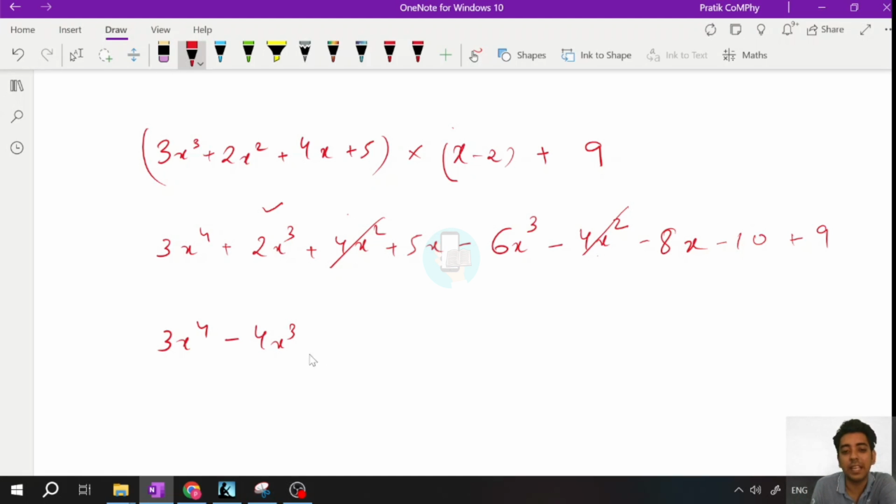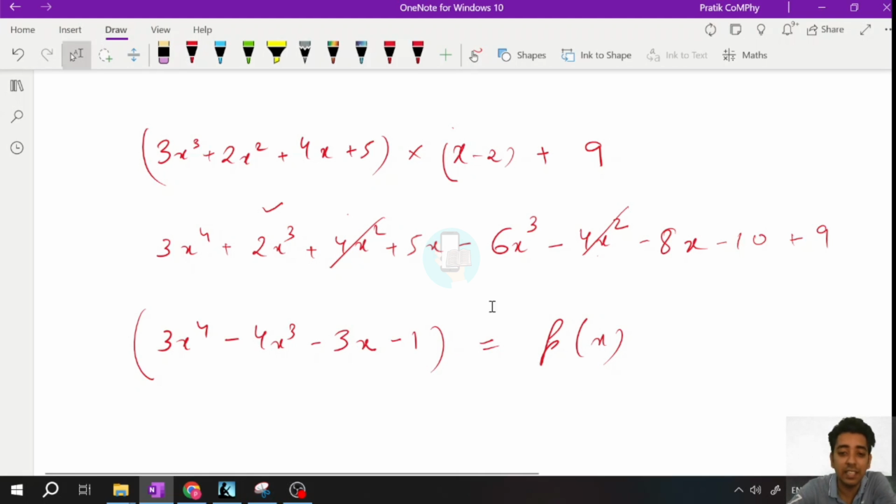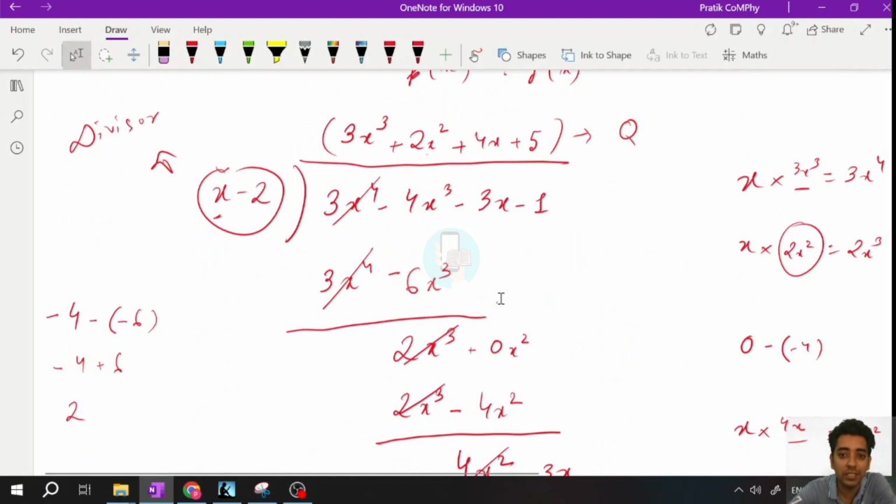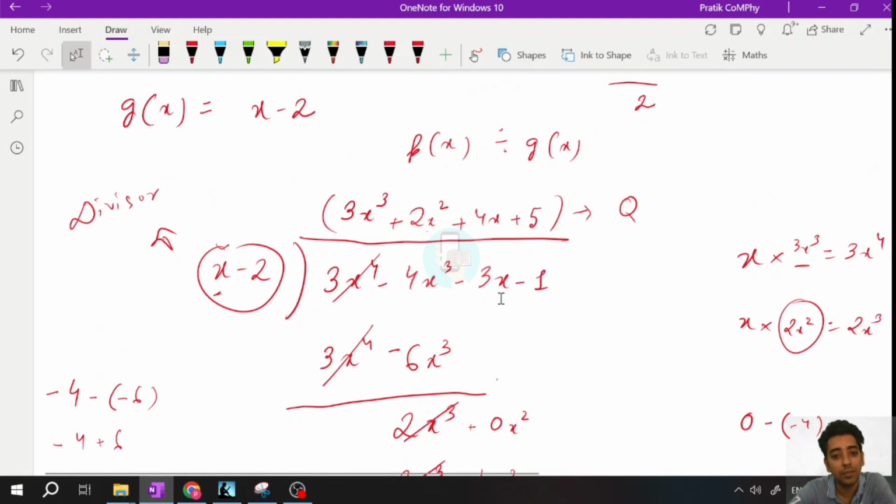5 minus 8 would give you minus 3x, and eventually minus 10 plus 9 would give you minus 1. So is this the quotient? Is this the p of x? Let's see. Was this what was given as p of x? So you see, p of x is exactly what was given, which was nothing but 3x to the power 4 minus 4x cube minus 3x minus 1.